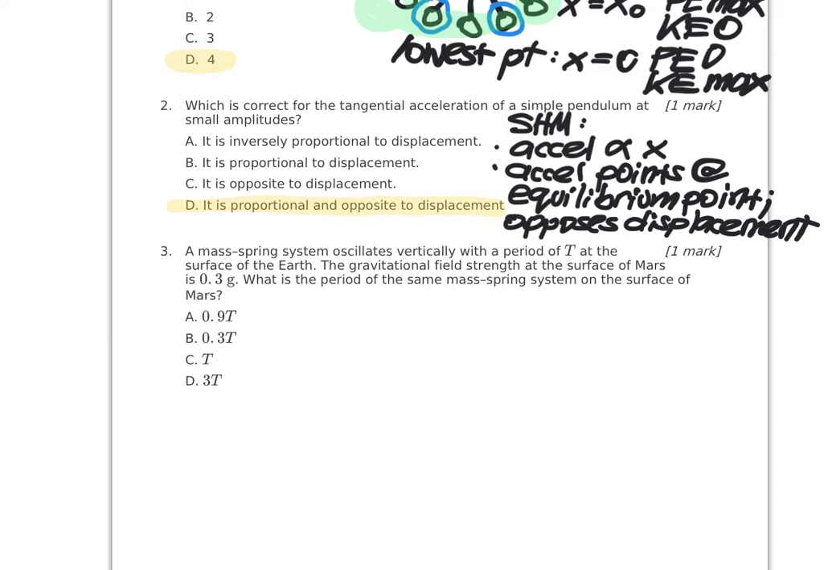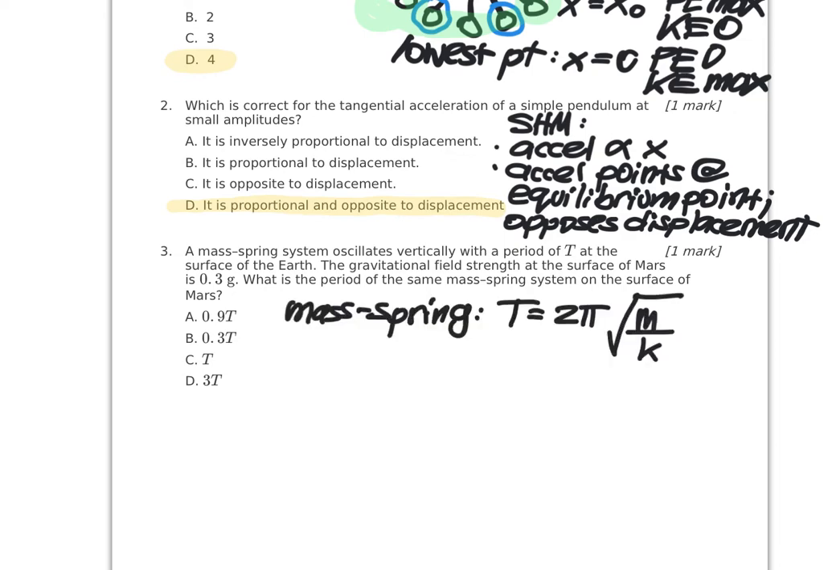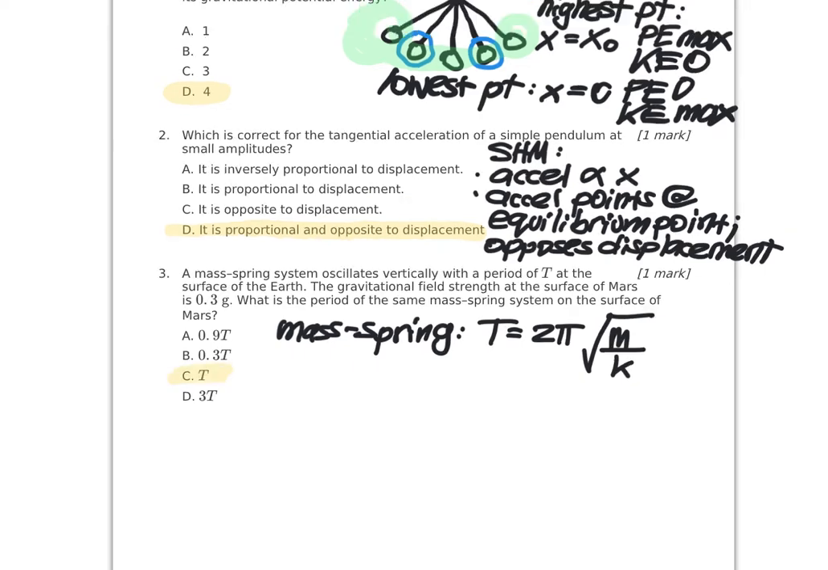Number 3, a mass spring system. This question hinges on that fact. It's a mass spring system. It oscillates with a period t at the surface of the Earth. You go to Mars, it's 0.3 g. What's the period on Mars? So we refer to the data booklet, and we see that mass spring has a period of 2 pi radical m over k. Notice that g is not included in that expression. In fact, g is included for simple pendulum, so a simple pendulum would be affected, but a mass spring system is not affected. It winds up having the same period on Earth as on Mars, choice C.